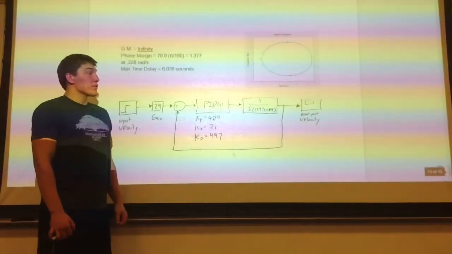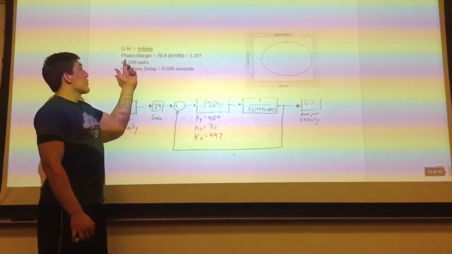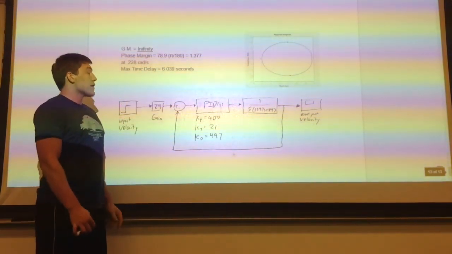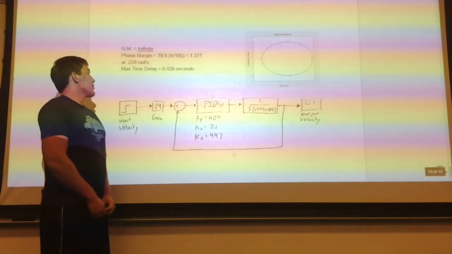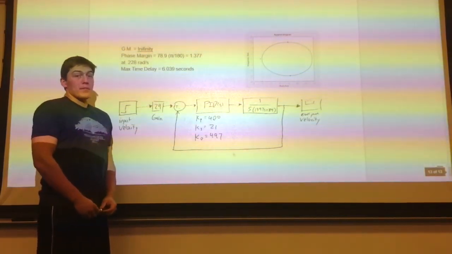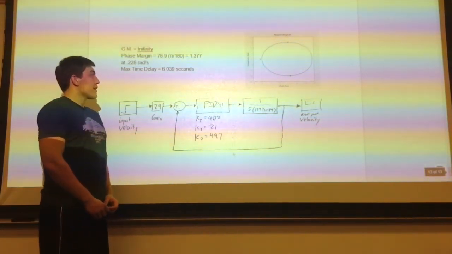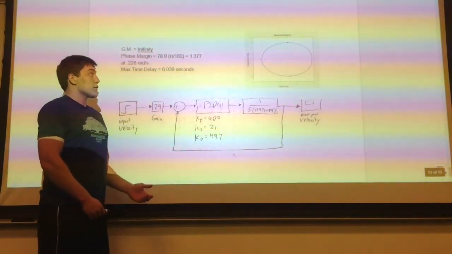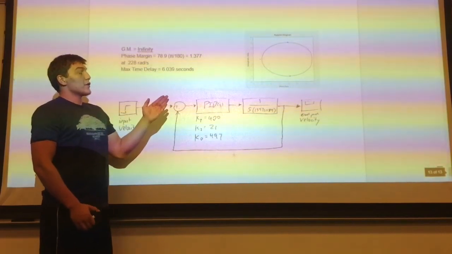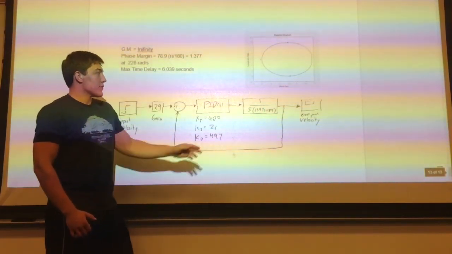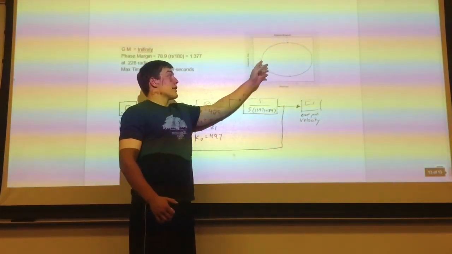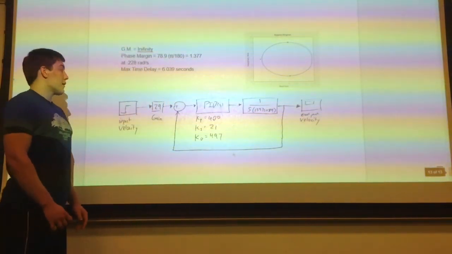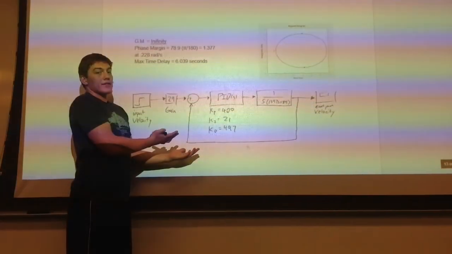Alright, so using our specs, we found our gain margin was infinity, while our phase margin, after converted to radians, was 1.377, and that was at a frequency of 0.228 radians per second. And also we found that our max time delay was 6.039 seconds. And with all this, we found that our Nyquist diagram showed that our system was stable because it does not encircle the point at -1, and also the loop has no poles in the right-hand plane. This is our system.